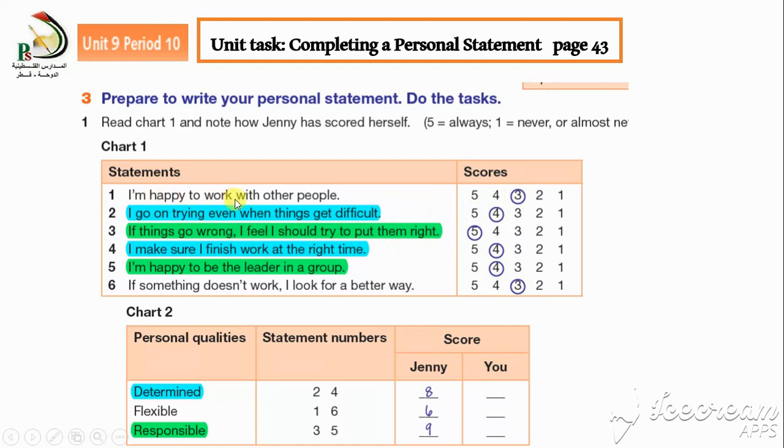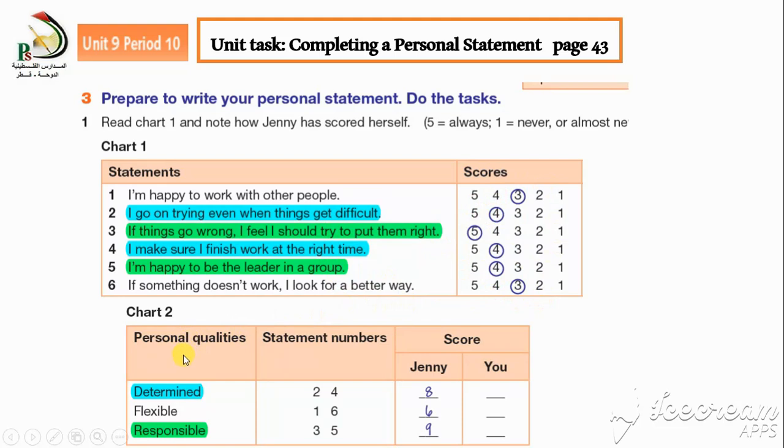For example, I'm happy to work with other people. She is average. I go on trying even when things get difficult. She scored high. If things go wrong, I feel I should try to put them right. Always. I make sure I finish work at the right time. Very good. I'm happy to be the leader in a group. Very good. If something doesn't work, I look for a better way. She is average on it. These are the statements and she scored herself here.